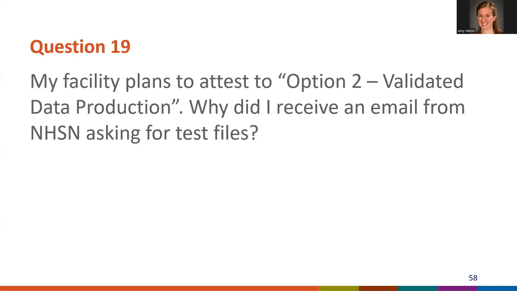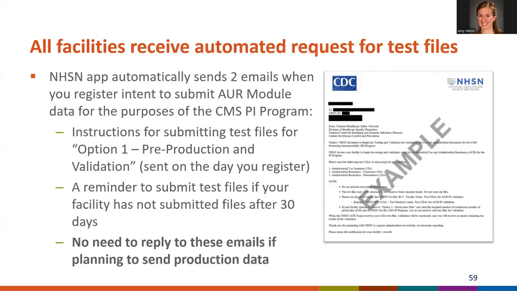So my facility plans to attest to option 2. Why did I receive an email from NHSN asking for test files? Because remember, we said you could skip the test file part if you're doing option 2. So all facilities will receive an automated request for test files. The NHSN application will automatically send 2 emails when you register your intent to submit. The first one comes immediately after registering. The second one will come roughly 30 days after if you haven't submitted those test files yet. The bottom line and most important thing to remember here is that if you plan to attest to option 2 and send production data, you do not even need to reply to these emails asking for the test files. You can simply ignore them.